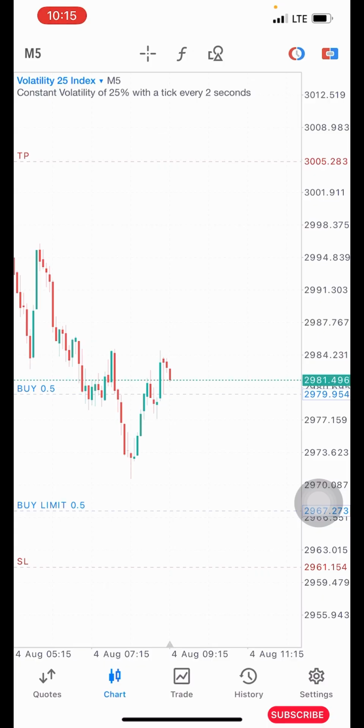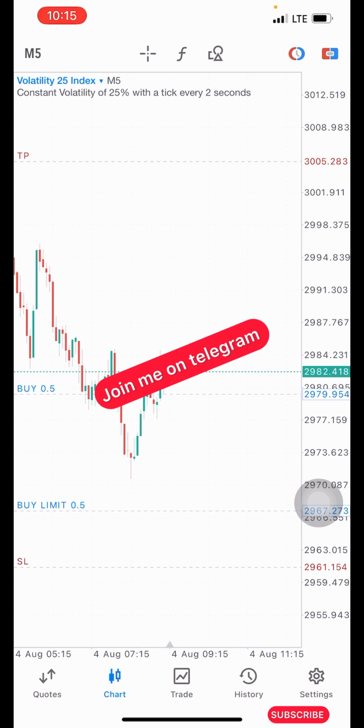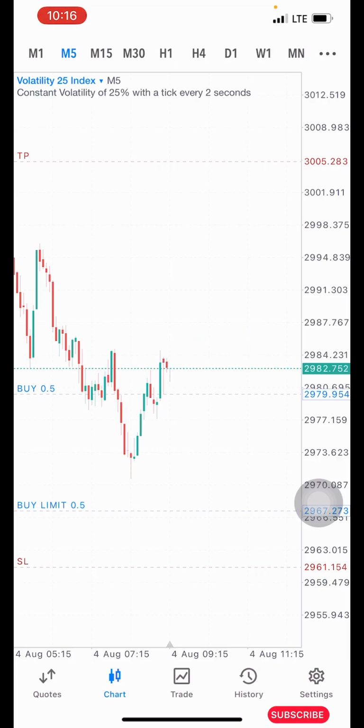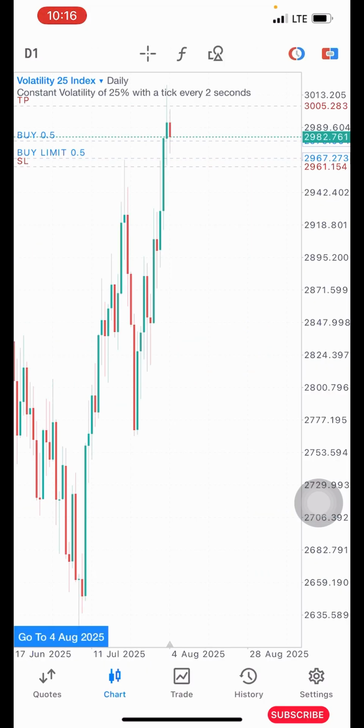Normally I go to the daily time frame to do my analysis. I normally like to do a top-down analysis in order to get the overall view of the market and to know the direction of the market so that you can follow along with it. So I'm going to head up to the daily time frame, which I normally like to do my analysis.